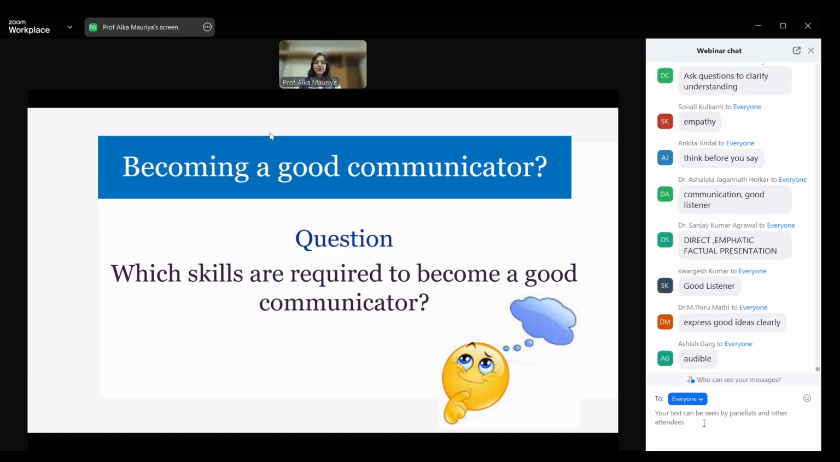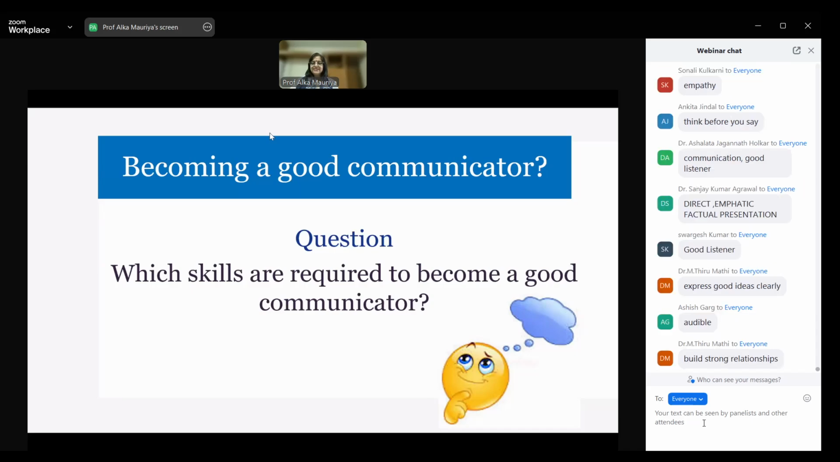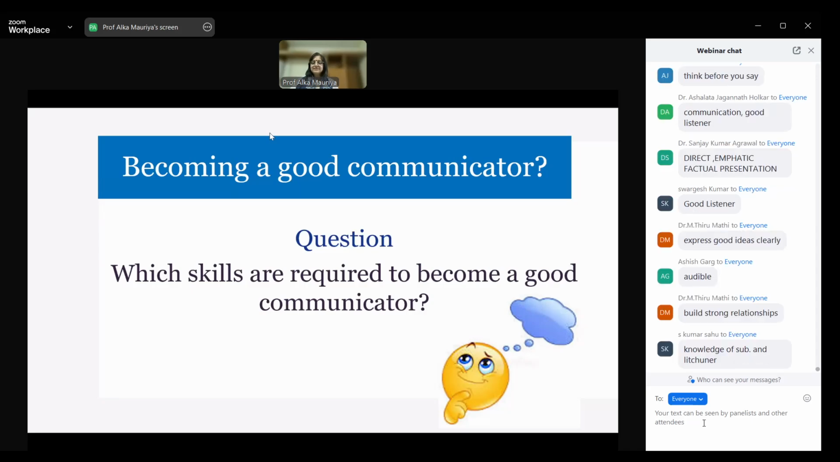Fine. So there are a lot of points that I have in the next slide. And I just wanted to check how much of that you can cover. Build strong relationships, audible, knowledge of subject and literature.